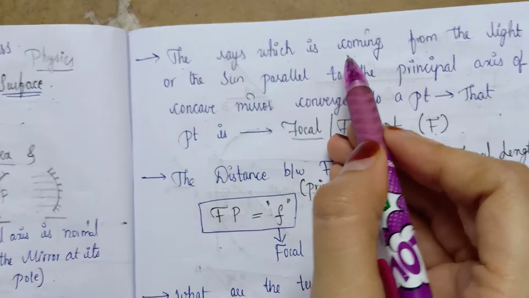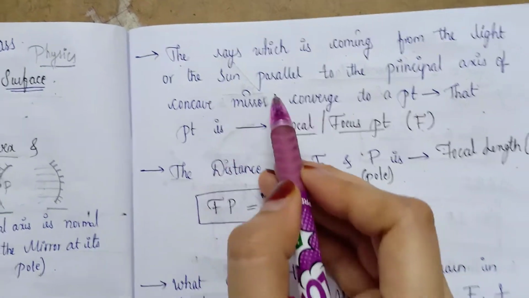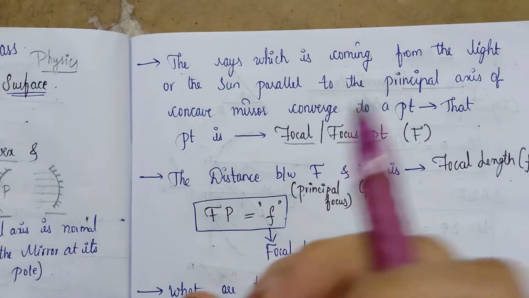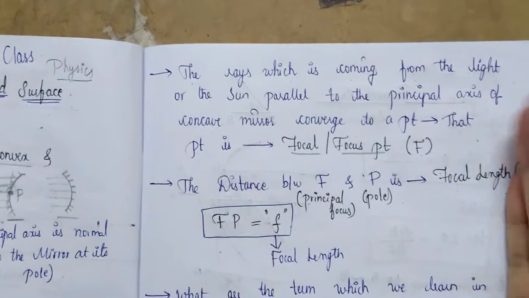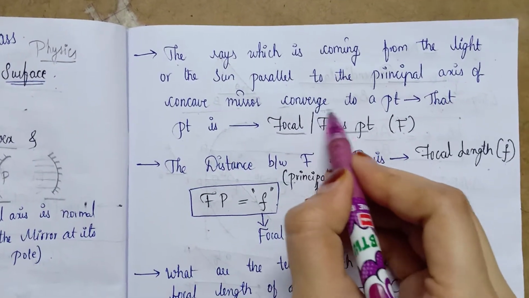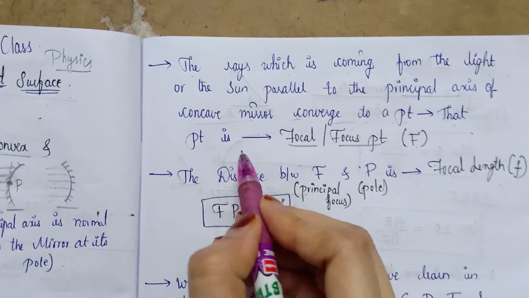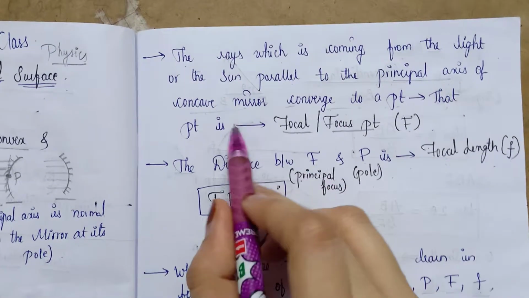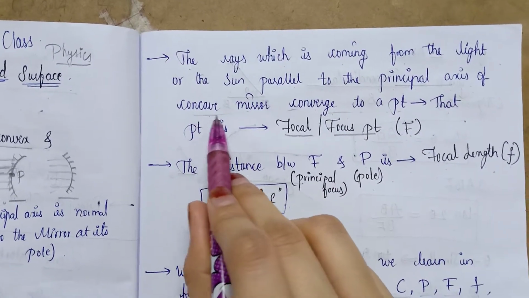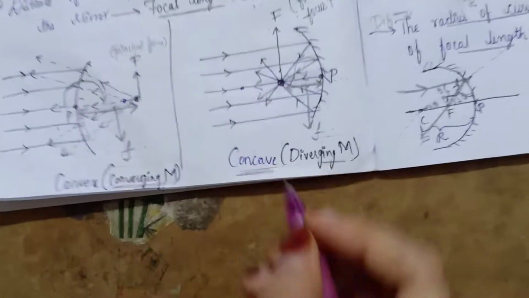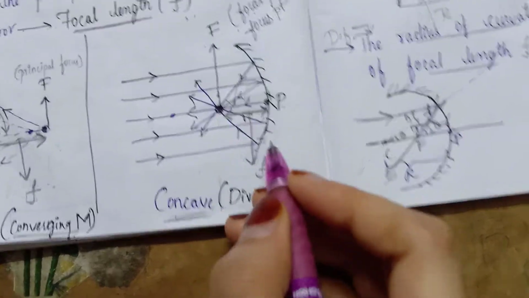Let us go to this point. The rays coming from the sun are parallel to the principal axis. The rays coming from the light or the sun, parallel to the principal axis of the concave mirror, get converged at a point. That point is nothing but the focus point. Here he is giving the example of a concave mirror. Let us see it in the concave mirror.